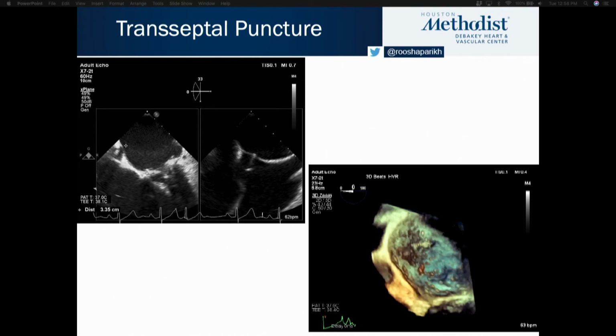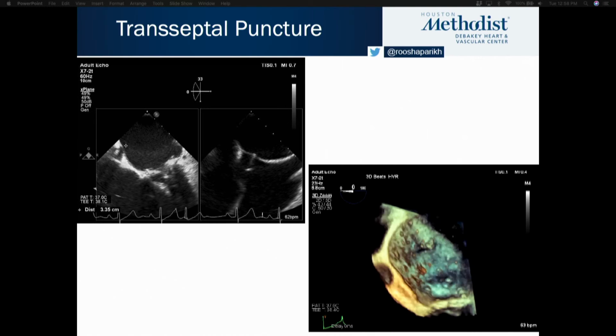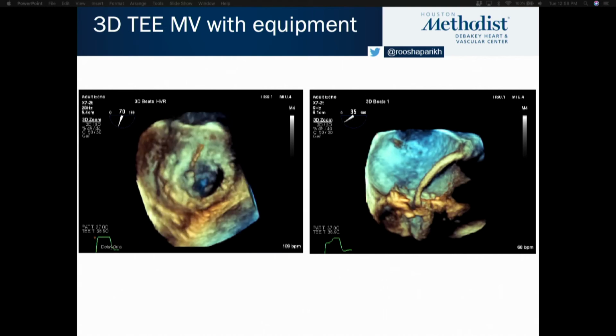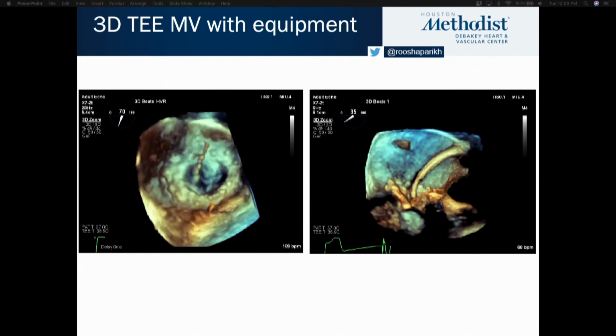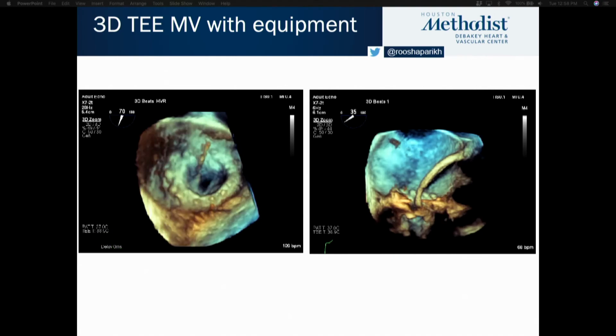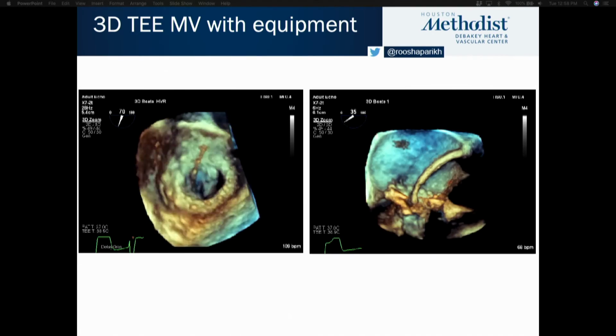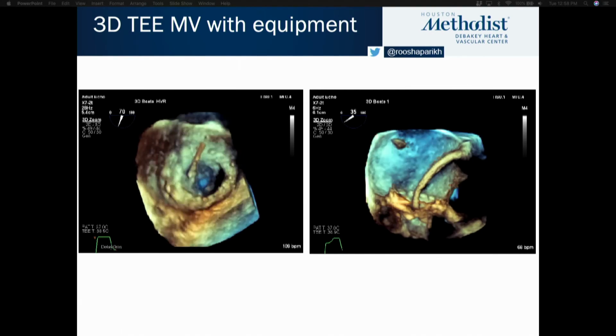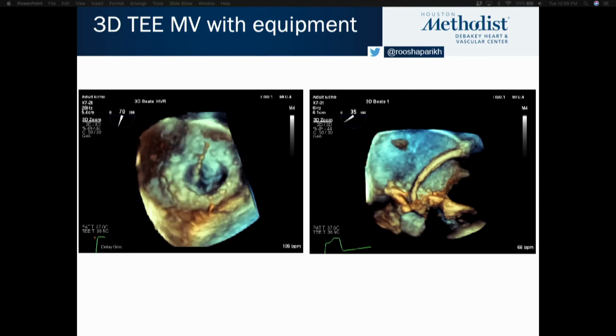The location can be confirmed on 3D if needed, and here we have a 3D image where we can see the needle come across the fossa. Here we have 3D views of the mitral valve with the equipment across. We have the Agilis sheath, the steerable catheter, across the septum and going through the mitral valve.